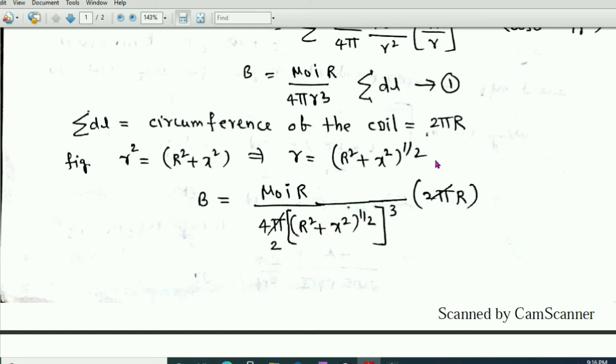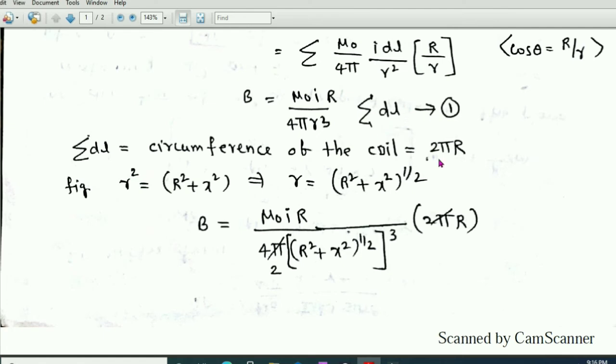The square root can be written as whole power 1 by 2. Now small r is equal to (capital R square plus x square) whole power 1 by 2. Now if you substitute, integral dl is 2 pi r and small r is equal to (capital R square plus x square) whole power 1 by 2 in the first expression. Now capital B is equal to mu naught I R, integral dl is 2 pi r and 4 pi, in place of small r you can substitute (capital R square plus x square) whole power 1 by 2 and cube, as we have taken cube.